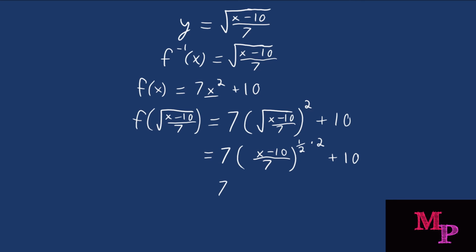So we're going to be left with 7 times x minus 10 over 7 plus 10. Now 7 divided by 7 is just 1, so those cross out. And now I'll give you x minus 10 plus 10. And negative 10 plus positive 10 just gives you 0. So those two cross out, and you're left with x.